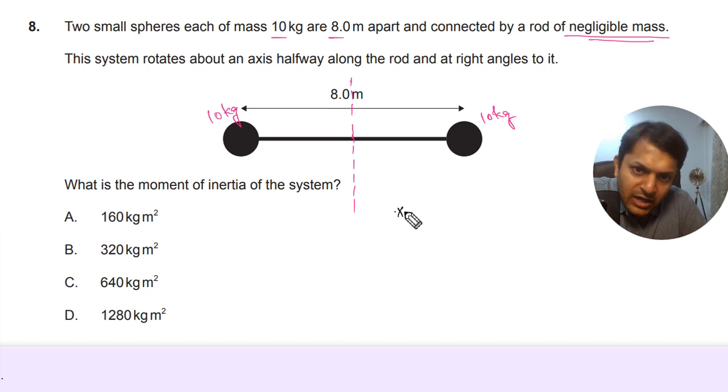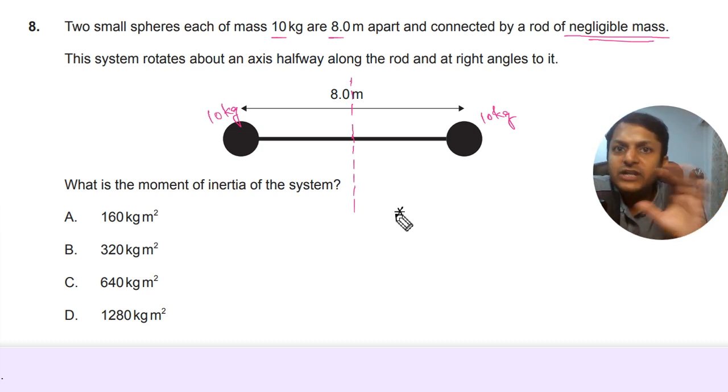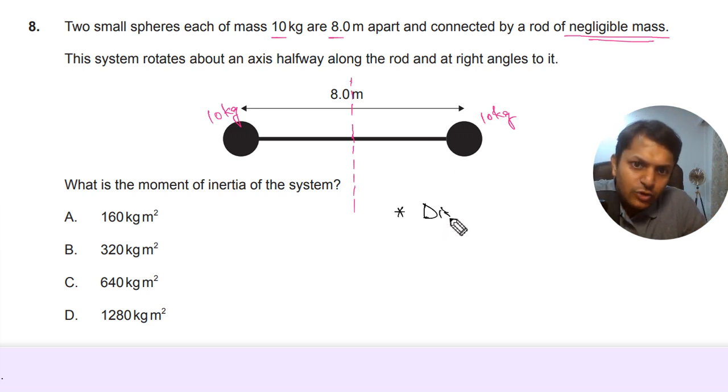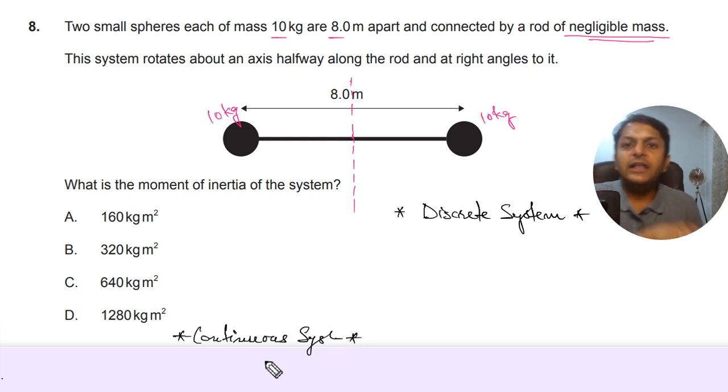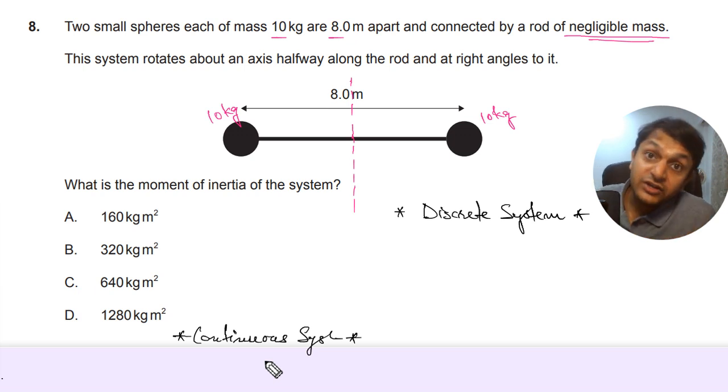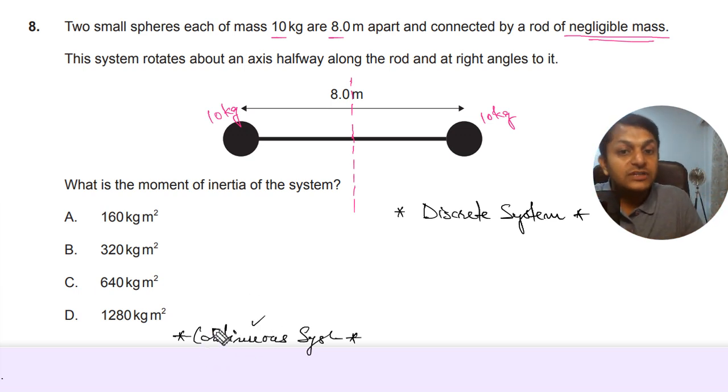Listen to me. In the moment of inertia, usually there are two different types of systems. One is called the discrete system and another is called the continuous system. The continuous system is like the rod, in which you have a continuous distribution of mass all through the volume. You can talk about spheres, cubes and cuboids, those 3D diagrams, they are called continuous systems.